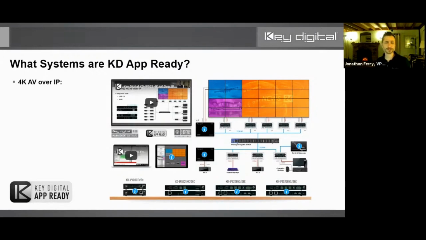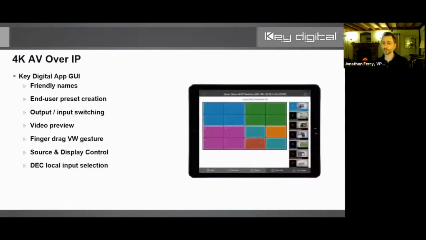answering what systems are KD app ready. Well, let's go here with our 4K AV over IP, because this is so much more than just AV routing, right? You've got into the device. So again, it's not called input 1, 2, 3. You'll see DirecTV 1, Apple TV, Roku, whatever the name is of the encoder or the decoder for each display. You can establish other AV routing as desired. And then you could create a preset out of that.